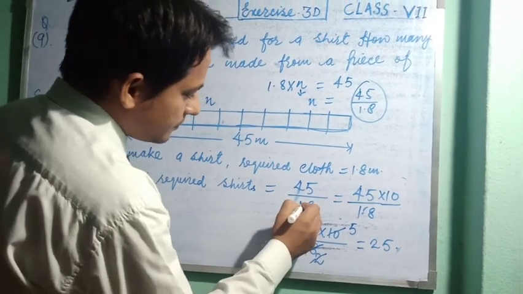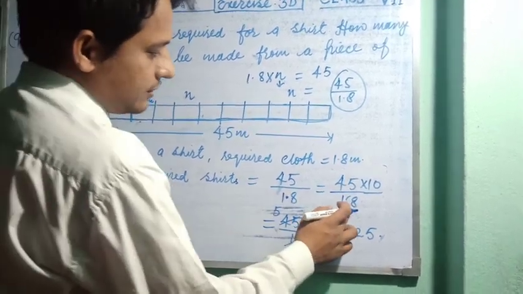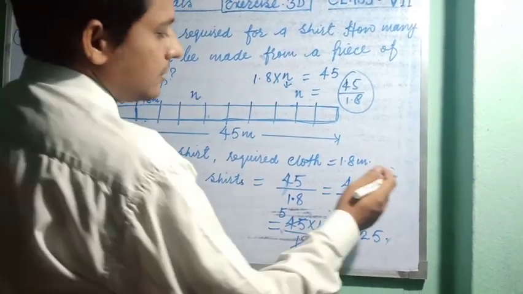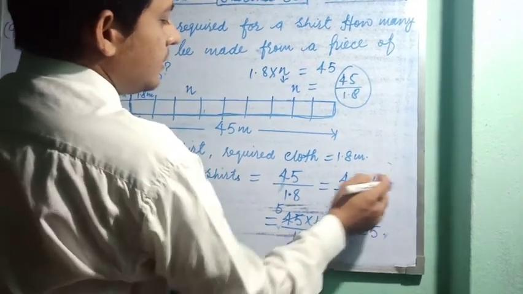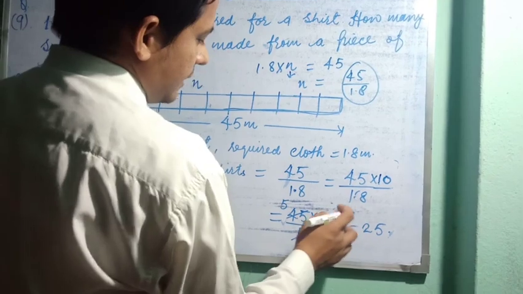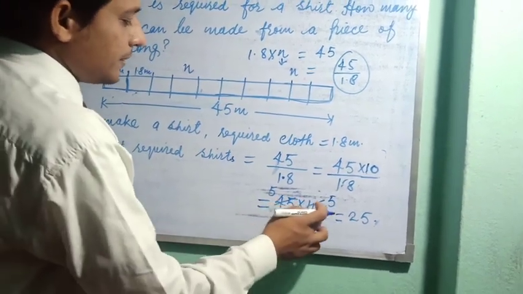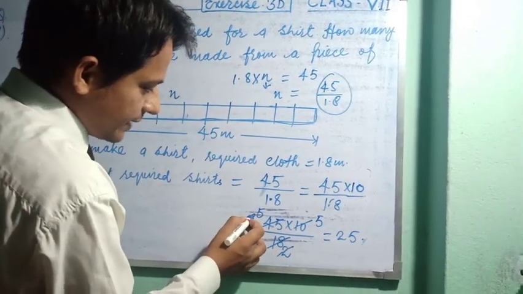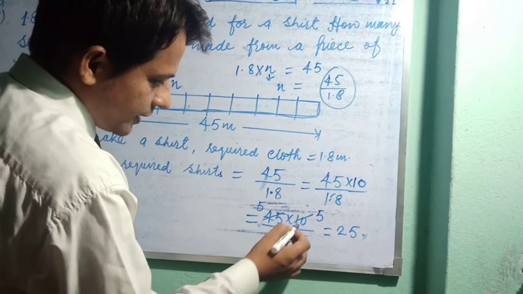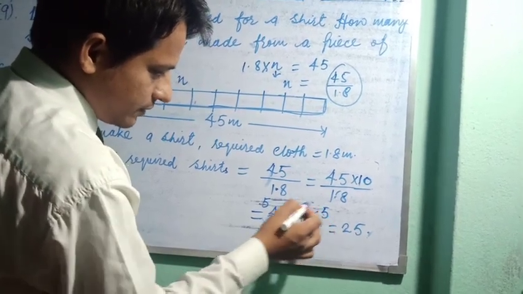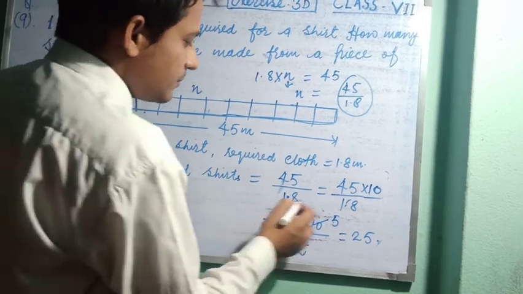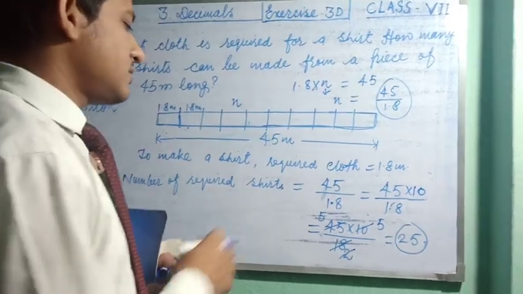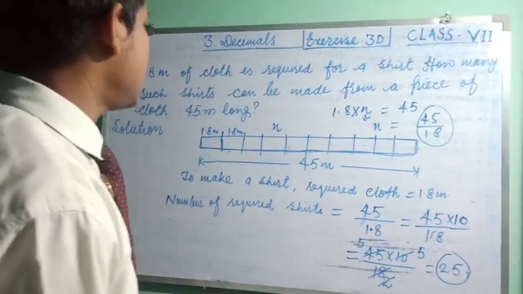If we remove this decimal, then you will get 10 in the numerator. Now 45 multiplied by 10, and this becomes 18. Now 9 twos are 18, or 9 fives are 45. So here is 5, here is 2. So 2 fives are 10. This becomes 5 multiplied by 5. That means 5 multiplied by 5 is equal to 25. That means the required shirts are 25. This is the answer to this question.